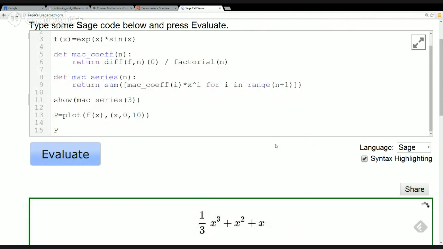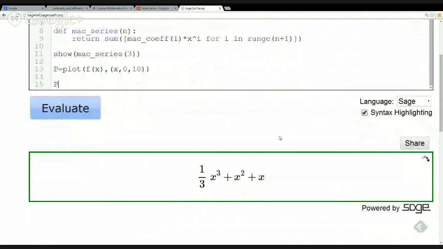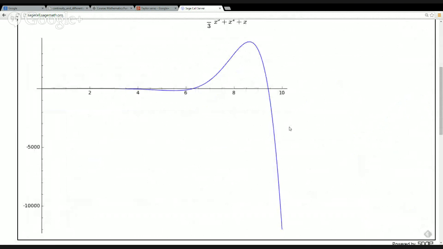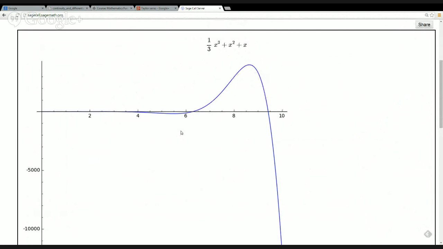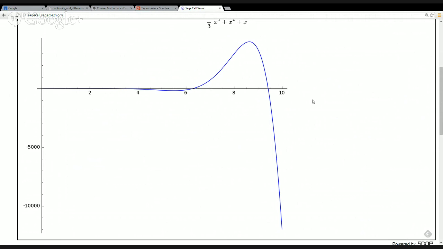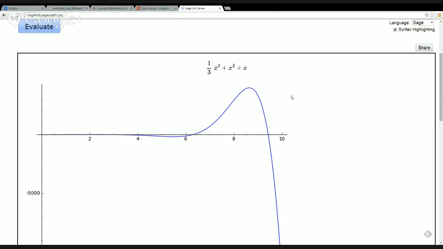Let's have a look at what that graph looks like. Okay, so there's the graph of the function e to the x times sine of x from 0 to 10. Now it's going off to huge values here, because by the time you get to e to the 10, that's a huge number. You're multiplying it by the sine, so it's going to produce huge oscillations. Because the sine part will vary between -1 and 1, but the exponential part is getting huge really, really quickly. So the oscillations get really, really big.